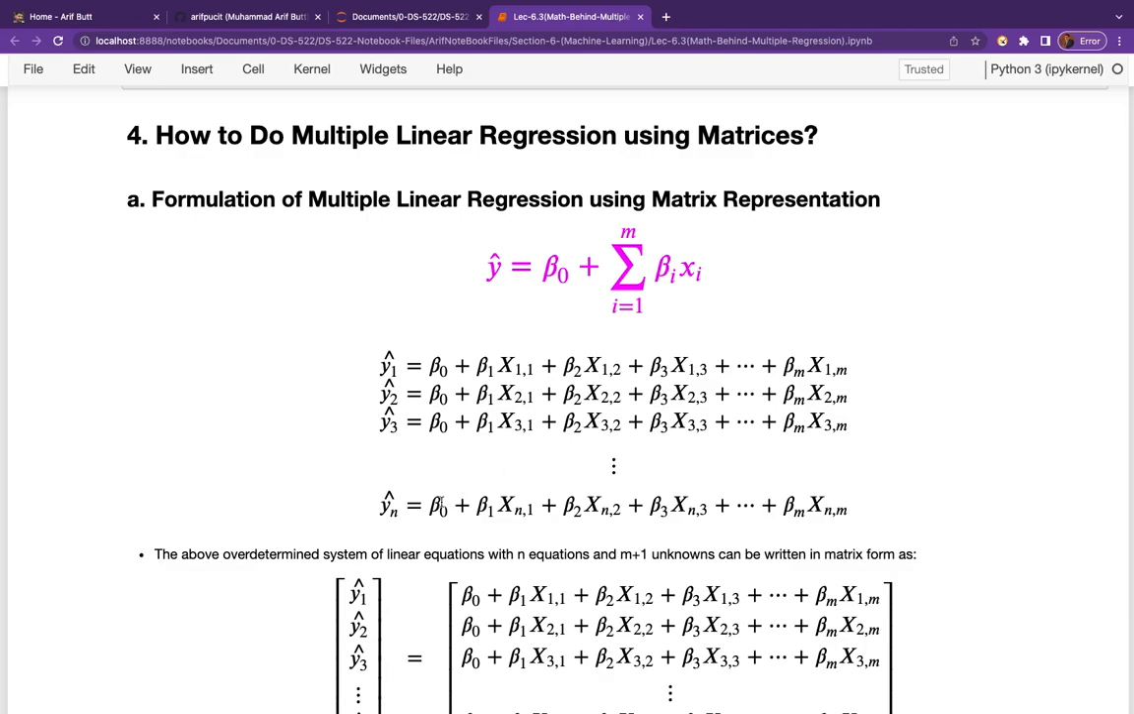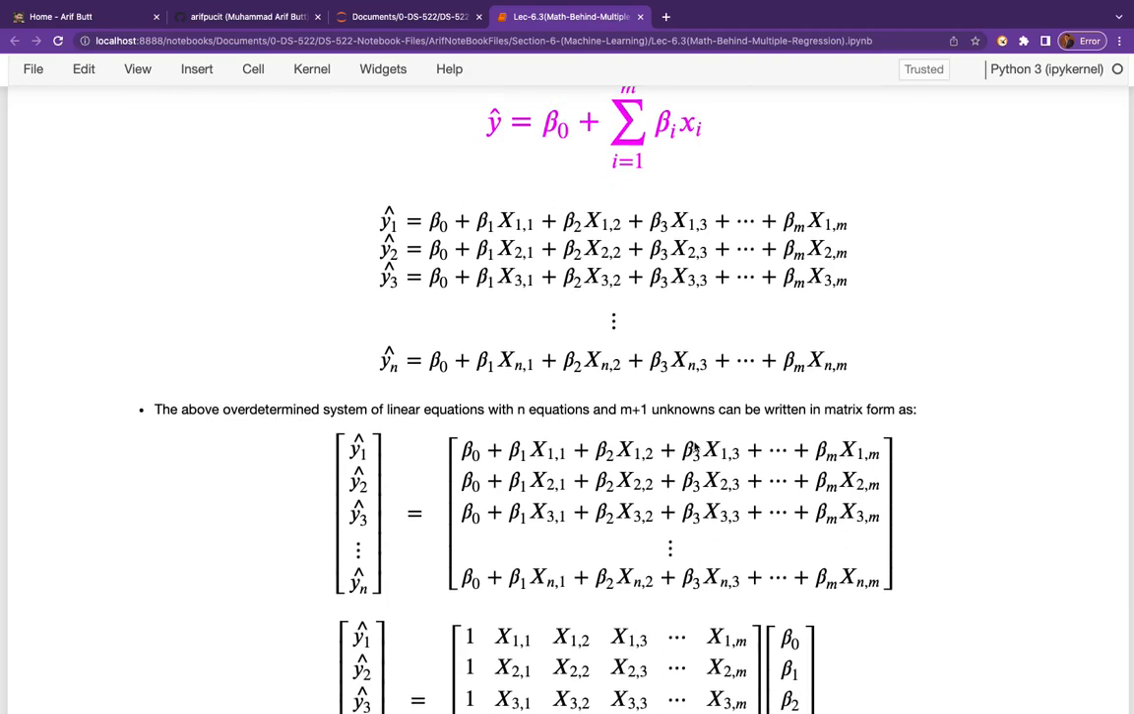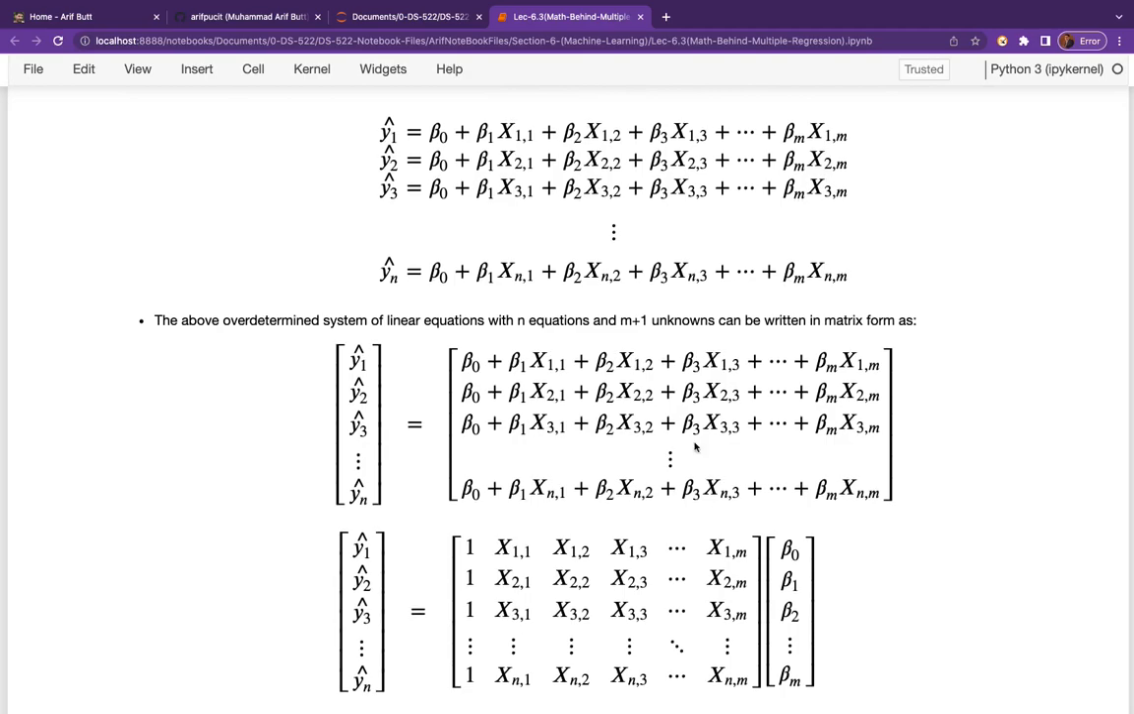And similarly, in this last equation, we have xn1, xn2, xn3, and so on to xnm. And the first value n shows that this is the nth observation or data point, and the second value 1, 2, 3, so on to m shows the feature values. And of course, we can write these n equations, this overdetermined system of linear equations having m features, in matrix form as shown over here.